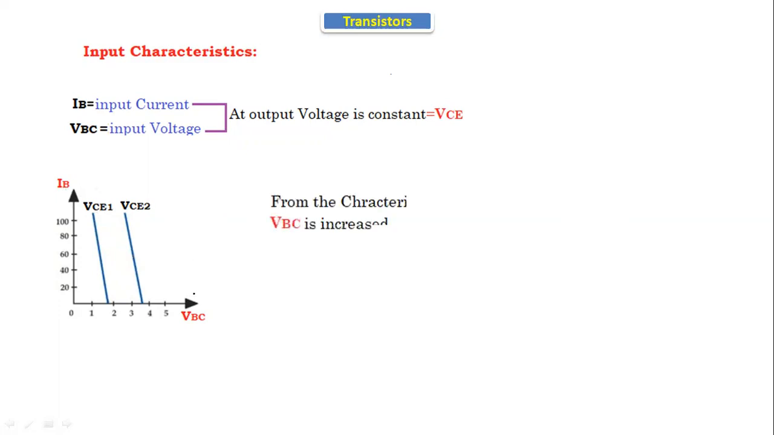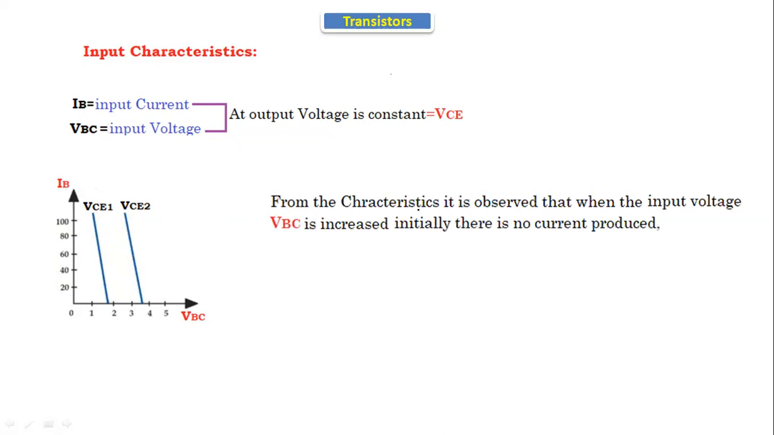If you summarize the characteristics, it is observed that when the input voltage VBC is increased, initially there is no current produced. See here, initially up to this point, there is no current.